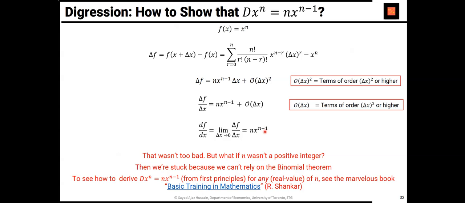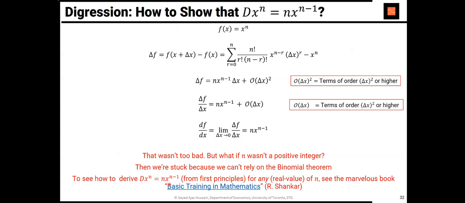To see how deep this result is, or why life could be very unpleasant, notice that this proof was based on this expansion, and that expansion was based on the binomial theorem. The binomial theorem is only valid for positive integers. So you could not have used this proof if you were given a value n that was not an integer, for example 3 over 2, or a negative number.